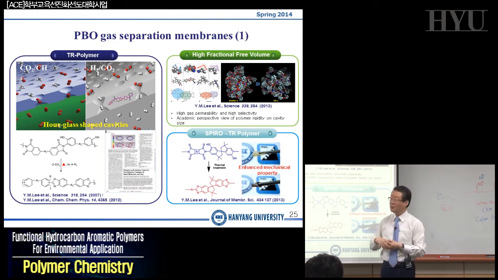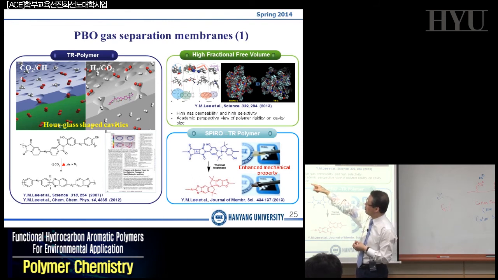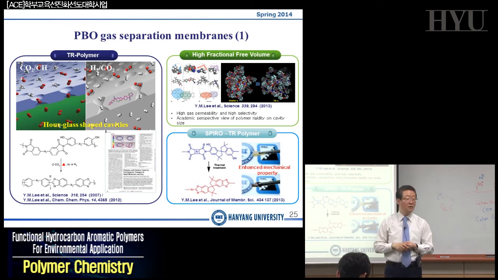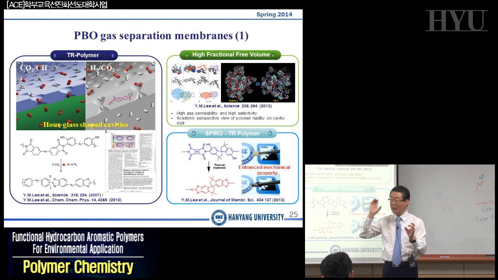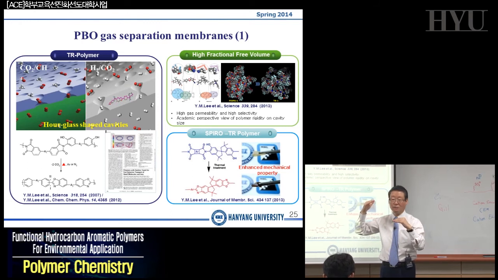The size of methane, they have to put CH4. The size of methane is about 3.8 Angstrom, and CO2 is about 3.3 Angstrom. So only about 0.5 Angstrom difference, about 15% difference between the sizes of those two molecules.